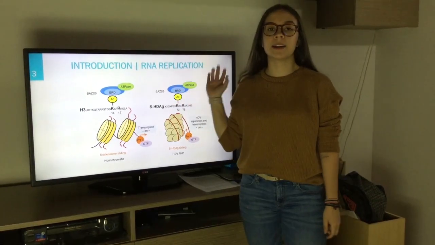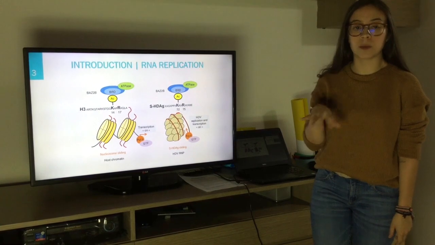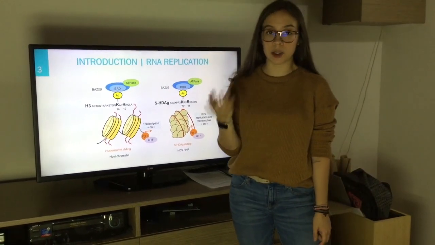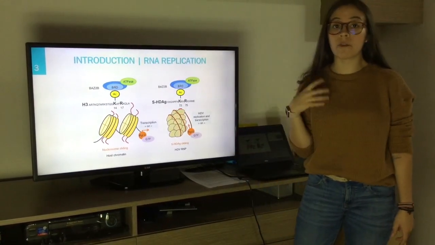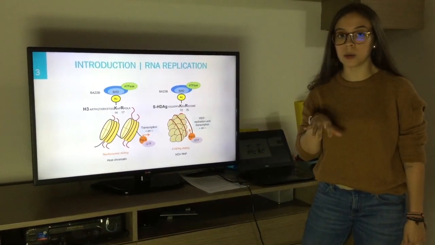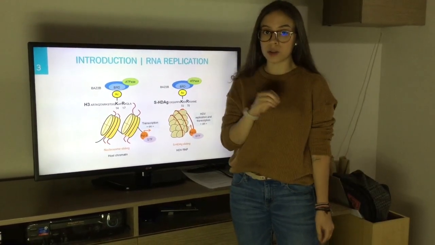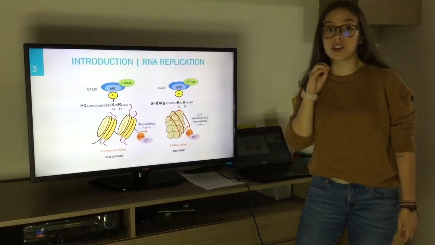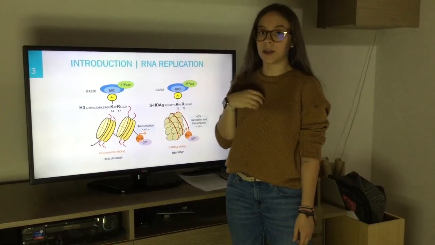Okay, so the virus has a single-stranded RNA genome and an enzyme called reverse transcriptase. This one is in charge of copying the RNA molecule into a complementary DNA molecule, so that once it is in the host cell, it can begin its own transcription, its own assembly.